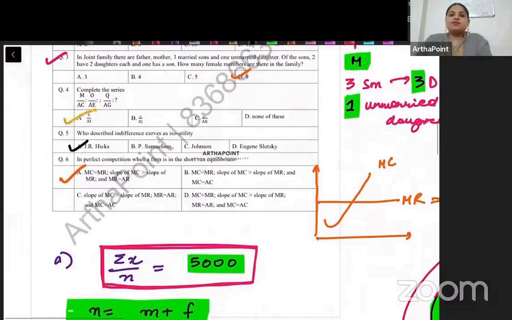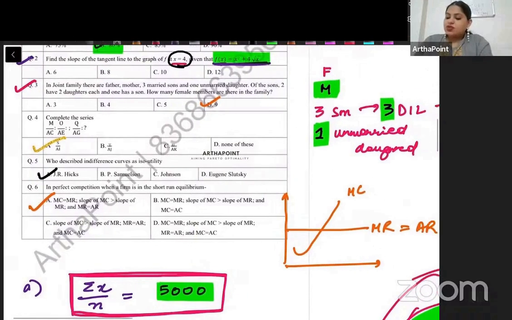This is very interesting. In a joint family, there are father, mother, and 3 married sons, unmarried daughter, and of which 2 have 2 daughters and 1 son. Take some time, try to do this yourself also. So beta, question is asking how many female members are there in the family. That is the question. So have a look here. I have tried to graph this.